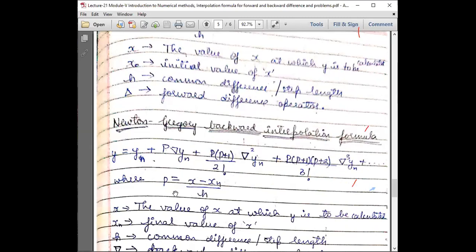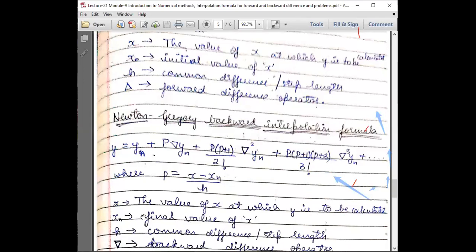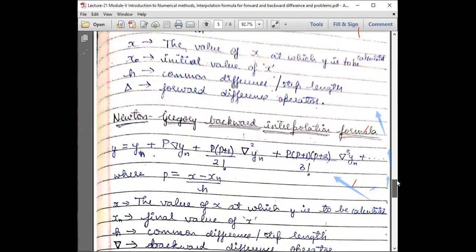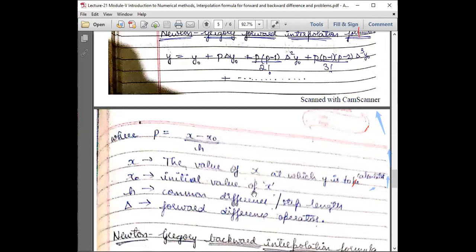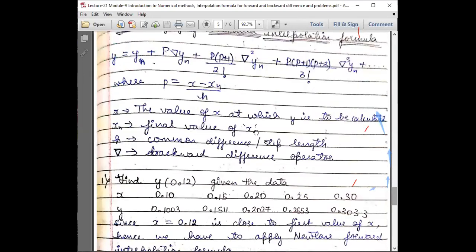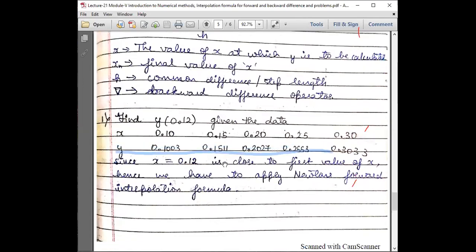Where p is equal to x minus xn upon h. So x is the value at which y has to be calculated, and xn is equal to the final value of x. In the forward formula, x naught is the initial value of x; in the backward formula, it is the final value of x. h is nothing but the common difference, and nabla represents the backward difference operator. So just try to understand the algorithm or problem here.